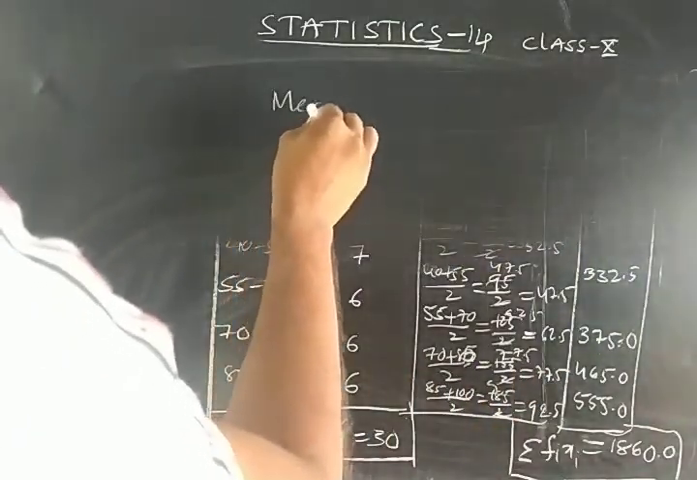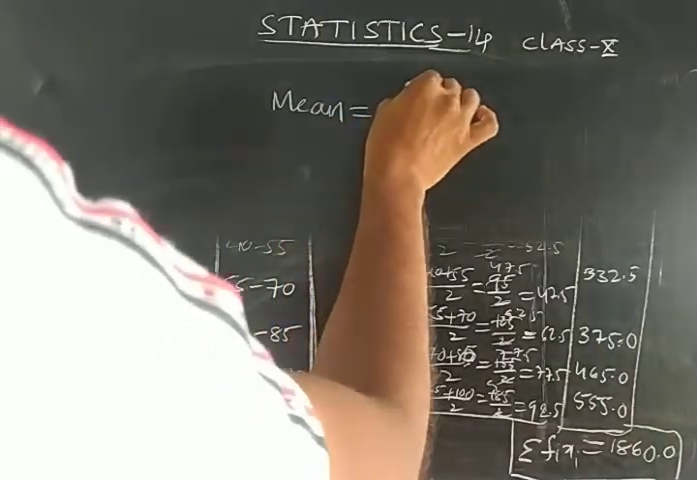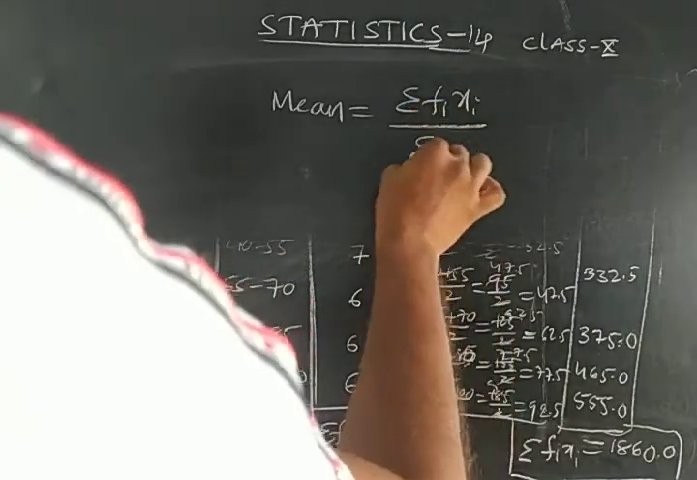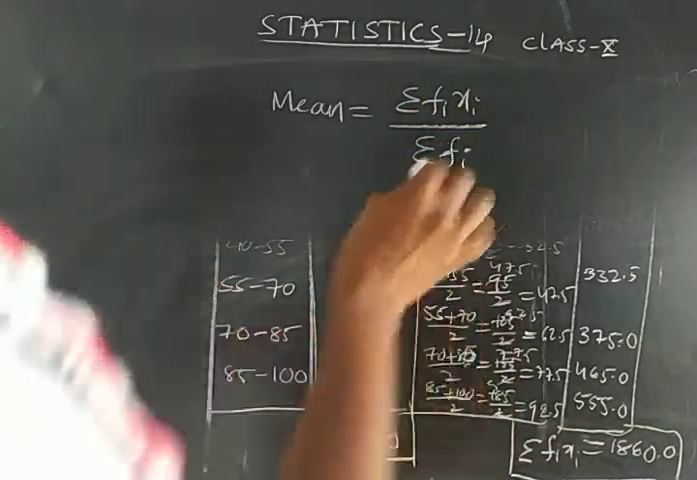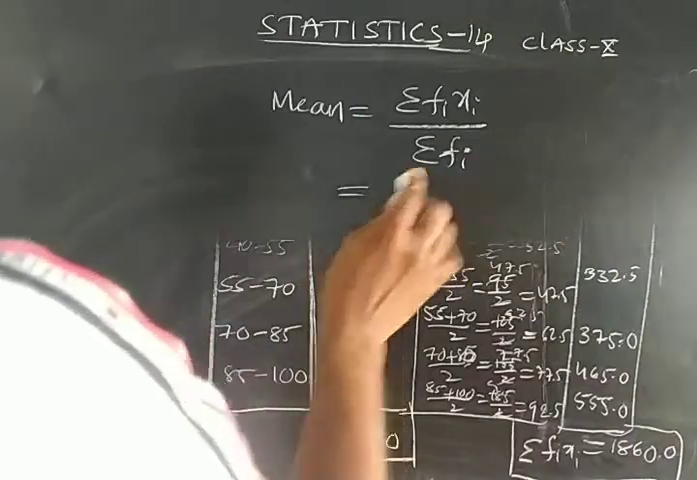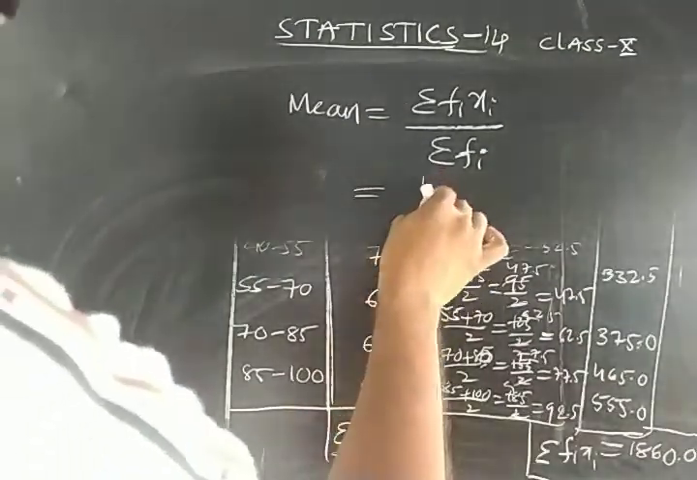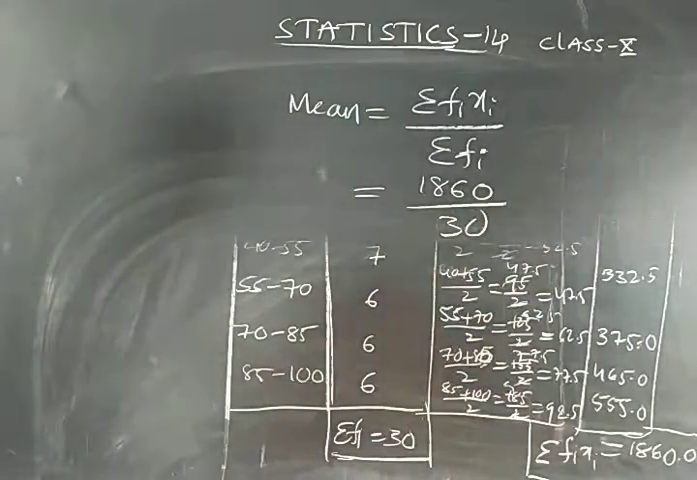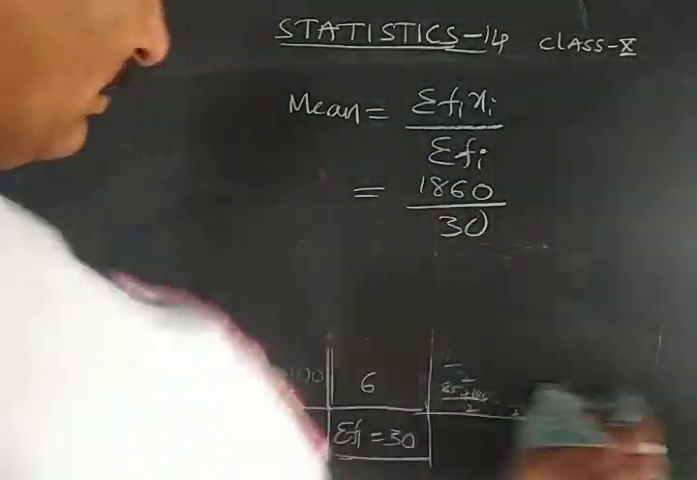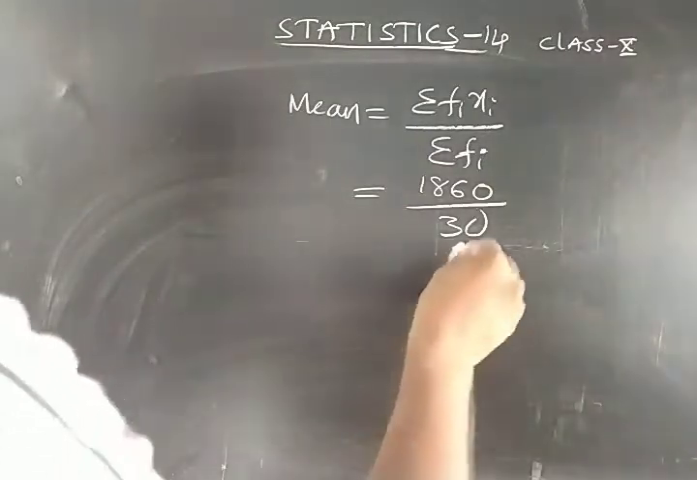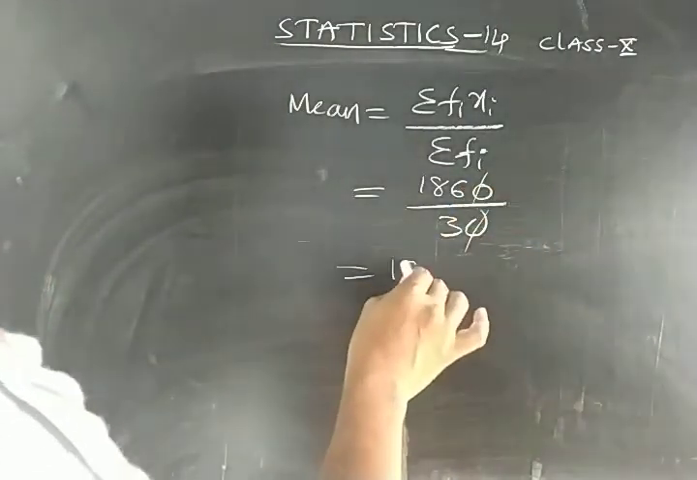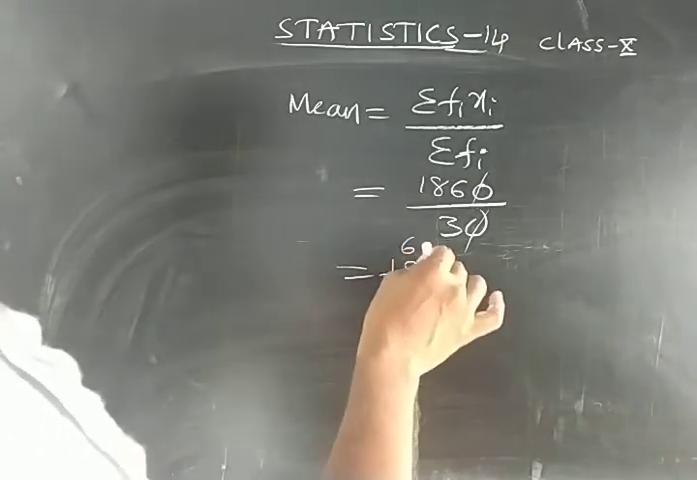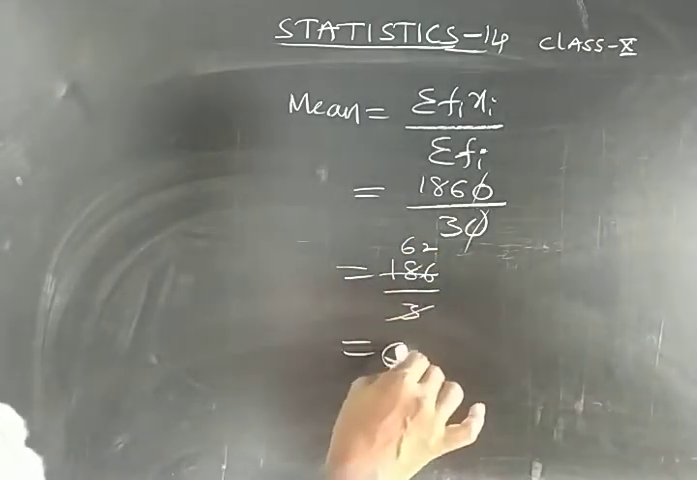Now mean equals summation fi into xi by summation fi. Here we got 1860 by summation fi 30. 1860 by 30, 3 cancel, this is 186 by 3. 3 6s are 18, 3 2s are 6. So 62 is the mean.